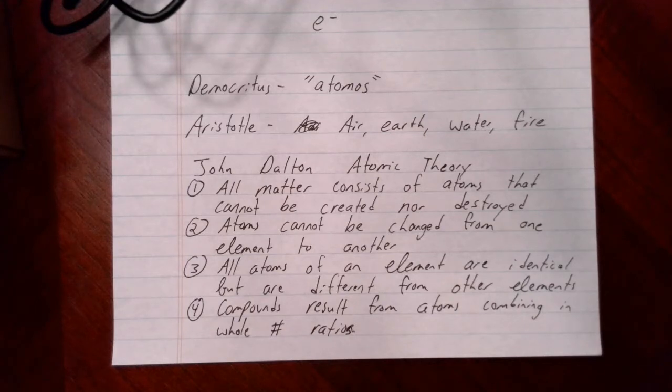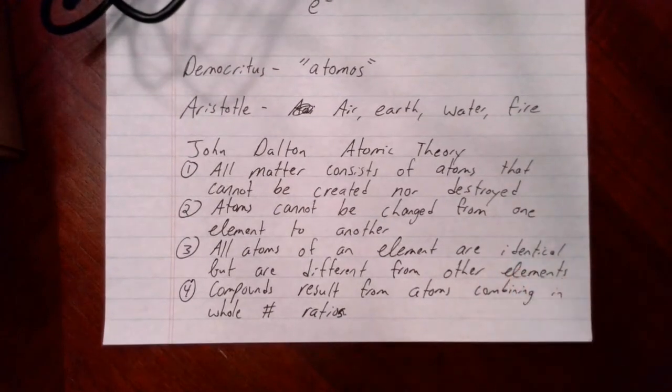So we know there are a few issues with this theory, particularly with nuclear decay and nuclear reactions. We now actually know that atoms can be changed from one element to another in very specific cases. We know that atoms can be destroyed, but we know that mass is typically conserved or converted to energy in one way or another. But if you look at number 4 down here, compounds result from atoms combining in whole number ratios, this was a big idea for this time period.